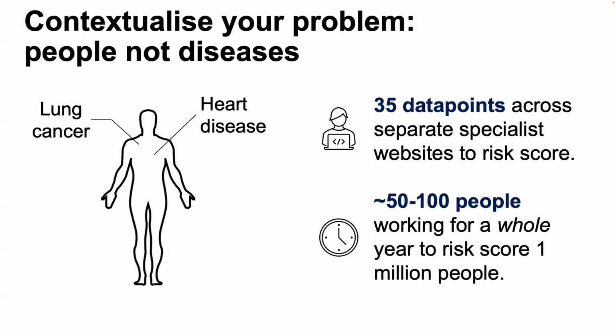And if you tot up the amount of time and assume that people work nearly without breaks except for lunch, you'd need somewhere up to 100 people working for a whole year, all day, every day, just phoning people up to risk score 1 million people, assuming it takes 5 to 10 minutes per person. That's an awful lot of time.